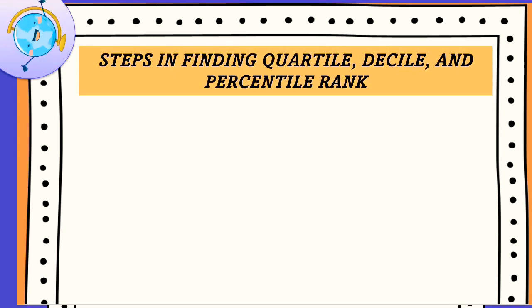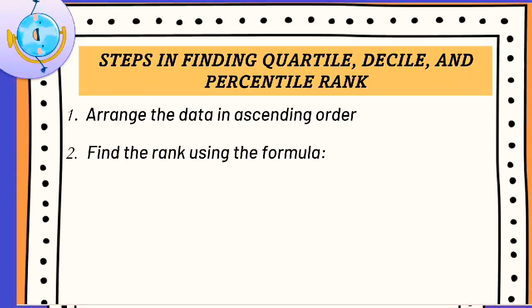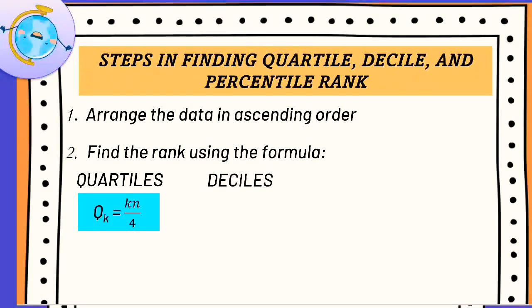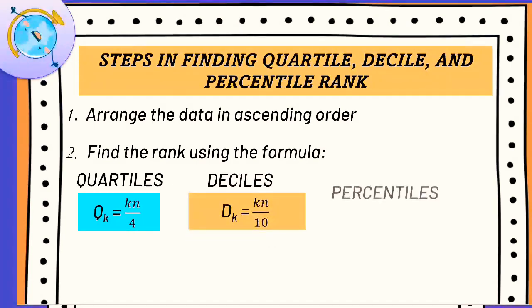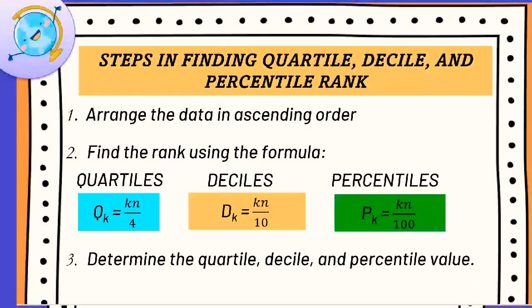Here are the steps in finding quartile, decile, and percentile in ungrouped data. First step is for us to arrange the data in ascending order. Second, find the rank using the formula for quartiles, deciles, and percentiles. And number 3, determine the quartile, decile, and percentile value.